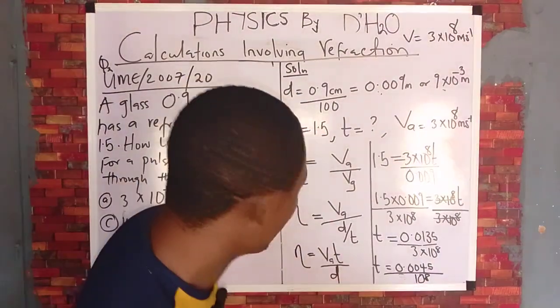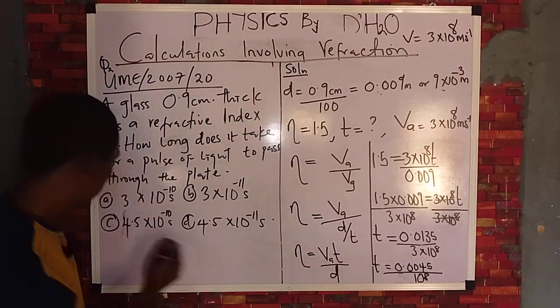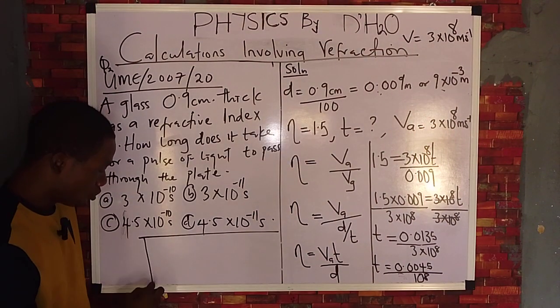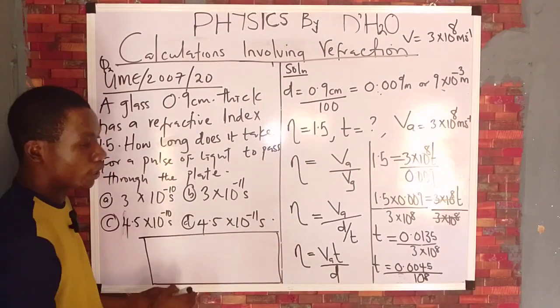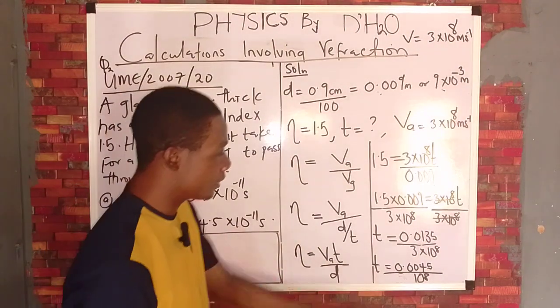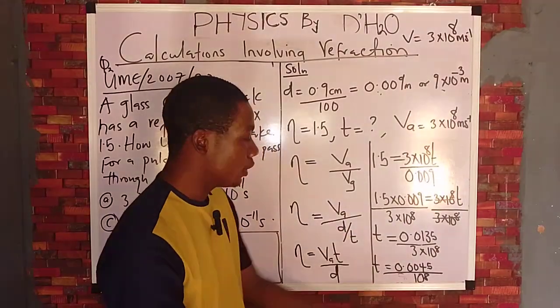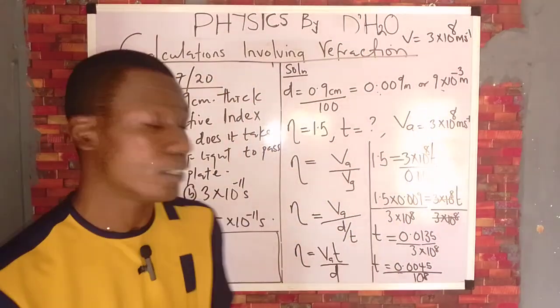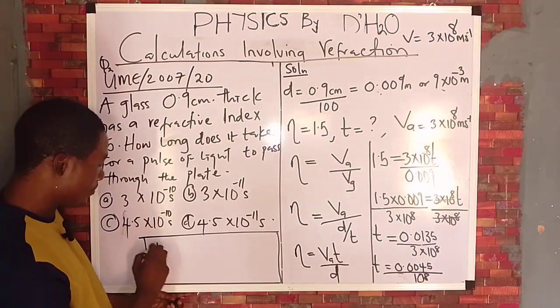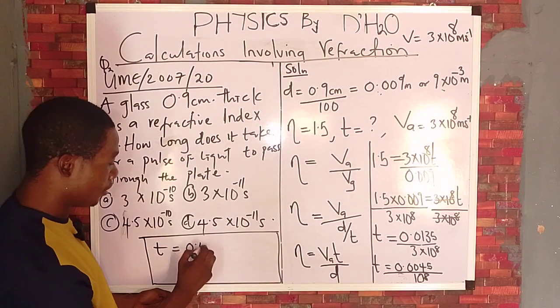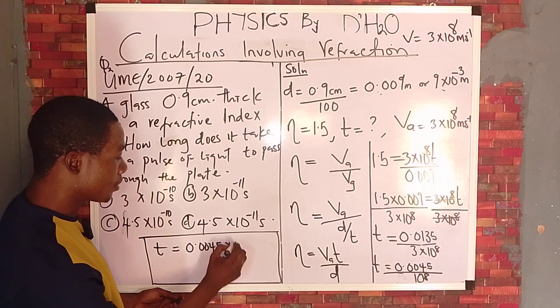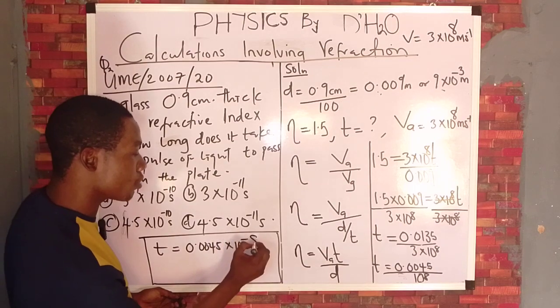That's what we have. So in conclusion, I think we can just create a space here. So we finish the question here. Don't forget, in mathematics, if you take 10 raised to the power of 8 upward, it becomes 10 raised to the power of minus 8. So that you have time equals 0.0045 times 10 raised to the power of minus 8.